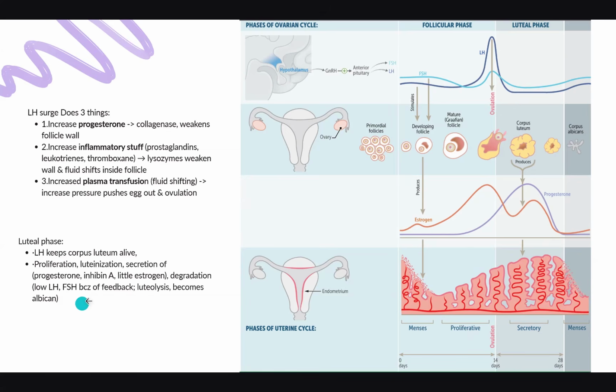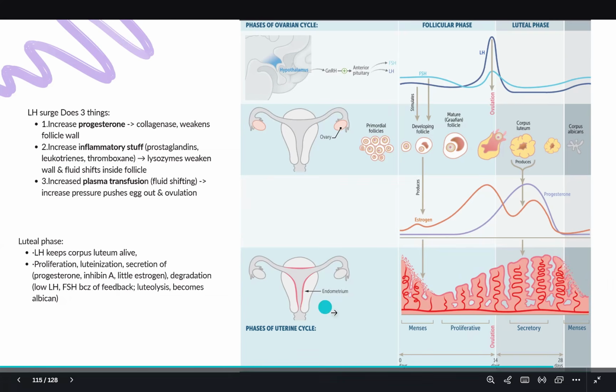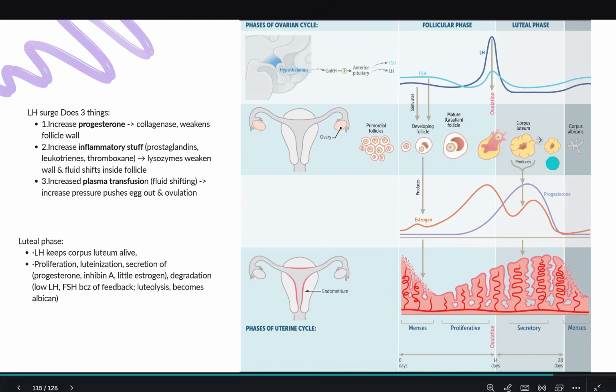Okay, did I mention all of this? Yeah, basically that's it. Oh yes, one important thing is that when there is increased progesterone and estrogen released from the corpus luteum, this leads to feedback inhibition to the hypothalamus and pituitary, and that is why there are lowered levels of LH. Now, when LH levels drop below a certain point, this leads to dying of the corpus luteum, and that's why it becomes the corpus albicans.